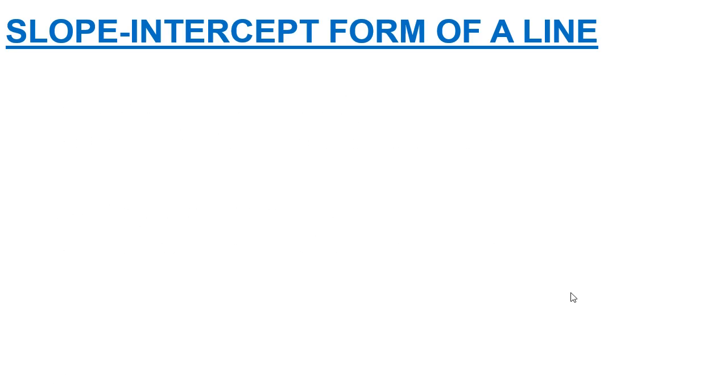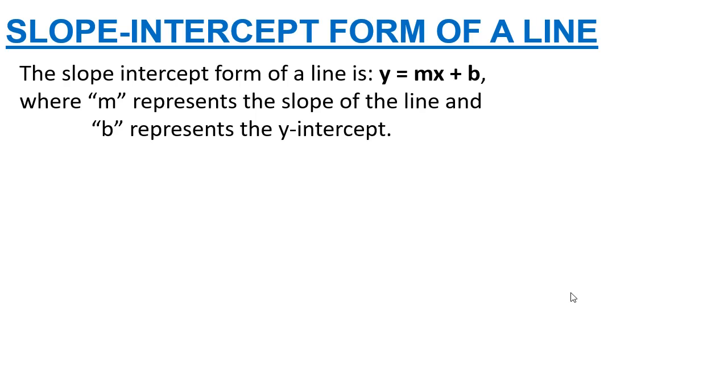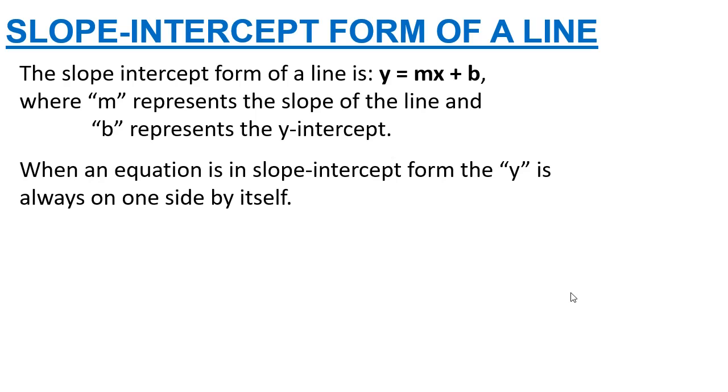Slope-intercept form of the equation. You're probably familiar with this. y = mx + b. m is the slope and b is the y-intercept. The y is going to be by itself. So if you've got a linear equation but the y is not by itself, all you got to do is get the y by itself.